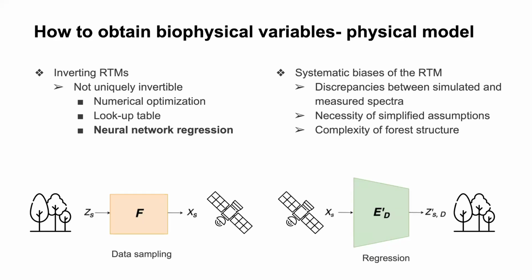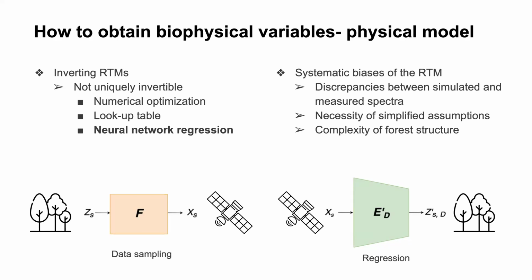But this approach has a very significant drawback, especially in forest scenarios, due to the systematic biases of the RTM. So what are systematic biases? They are the discrepancies between the simulated and the measured spectrum. If you have real-world biophysical variables and the real spectra, you use these variables as input to the physical model, but the simulated spectra has discrepancies compared to the measured one. This is because any physical model, including the RTM, is built upon simplified assumptions, because it's impossible to model every aspect of the canopy radiation interactions.